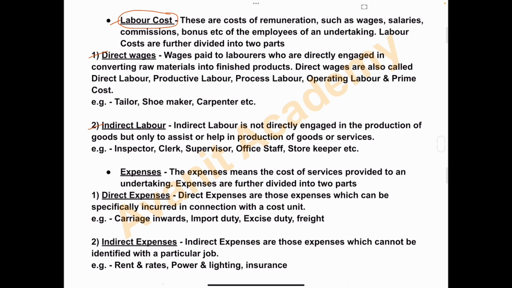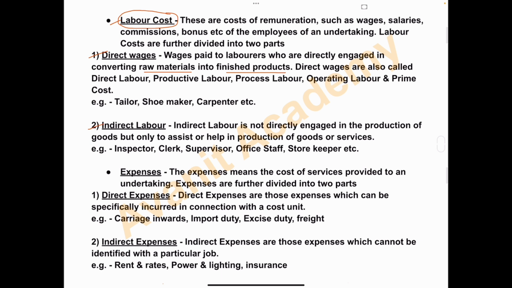Wages paid to workers who are directly engaged in converting the raw material into finished product. Okay. The workers or the employees who are engaged in the conversion of raw material into finished product. Okay, the workers who work in the factory, converting the raw material into finished product, whatever the wages or the salaries paid to those workers who work in the factory is called direct wages.